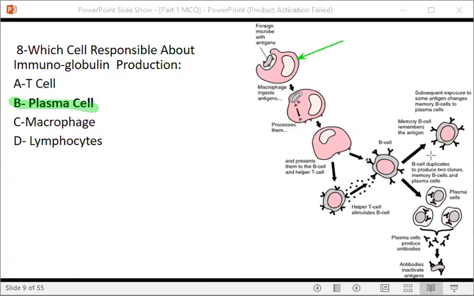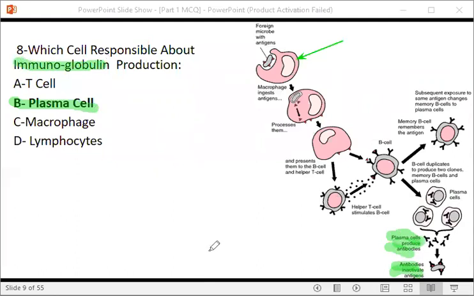On subsequent exposure to the same antigen, memory B cells change to plasma cell, and memory B cell remember the antigen. On the other side, there is the plasma cell, and this is what we are looking for. The plasma cell produces the antibody and immunoglobulin, and this is the correct answer.